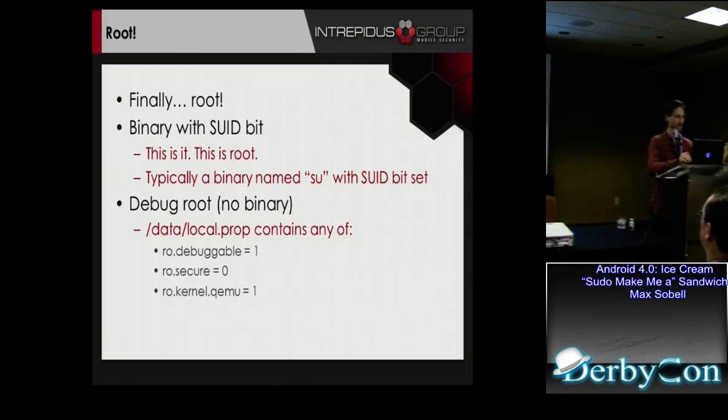There's another case, debugging root, where there's no binary involved and applications don't have access here, but from the Android Debug Bridge, you can act as the root user. So data local prop comes up again. There's a couple other settings files that you can modify. We'll just look at this one. If it has any of these flags, ro.debuggable equals 1 or ro.secure is 0, when you reboot the device and ADB onto the device, you're going to be the root user.